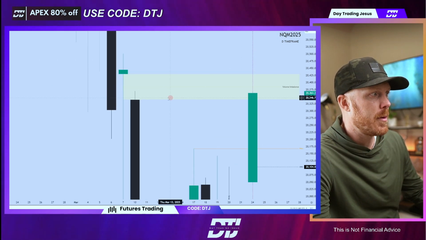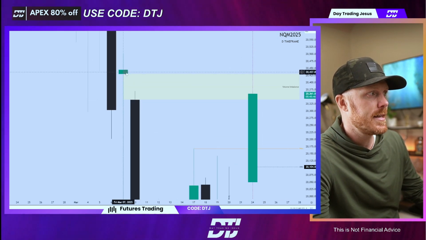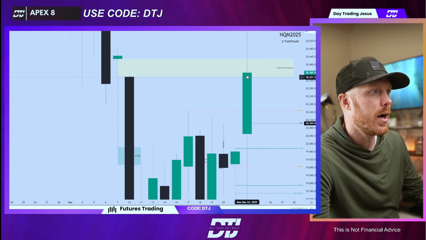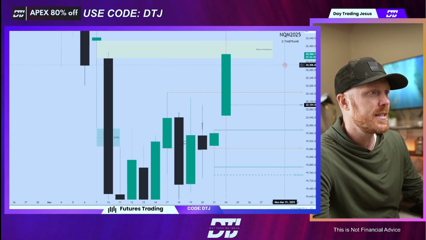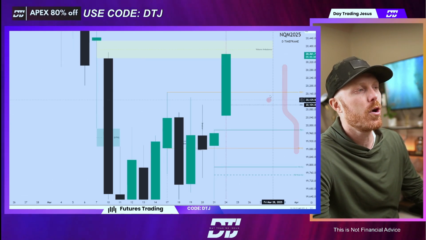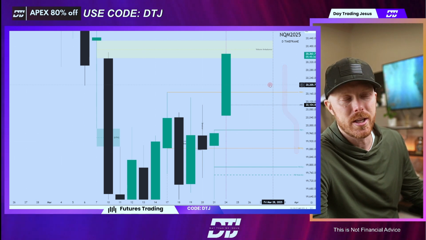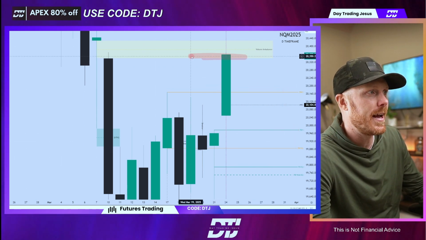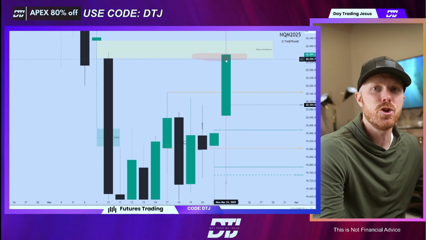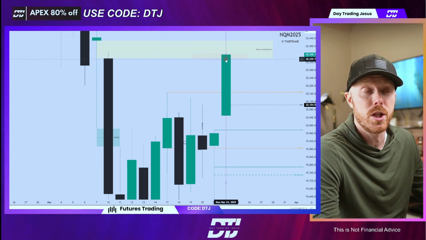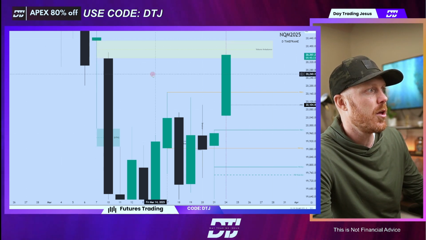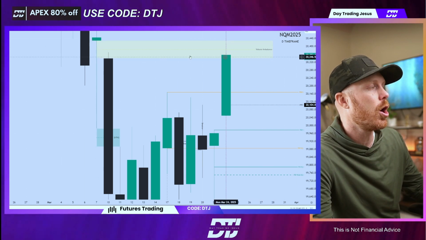We have this volume imbalance. Over the weekend, I identified this volume imbalance as an area that price may want to reach up into before it continues lower or before it just sits around here and consolidates. I don't care what happens after. I just knew that I wanted to find this level as my potential area for a draw on liquidity, and that's exactly what we saw. We're going to use this volume imbalance as our draw on liquidity.